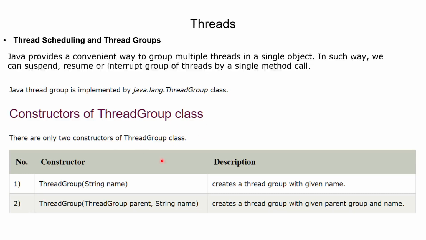And the ThreadGroup class, well, let's take a look at these constructors here where we have a ThreadGroup and we pass in a string as a name, and that creates a thread group with the name that was passed in as a string. And then we have ThreadGroup with the thread group parent and the string name, so that creates a thread group with a given parent group and a name that's passed in as a string.